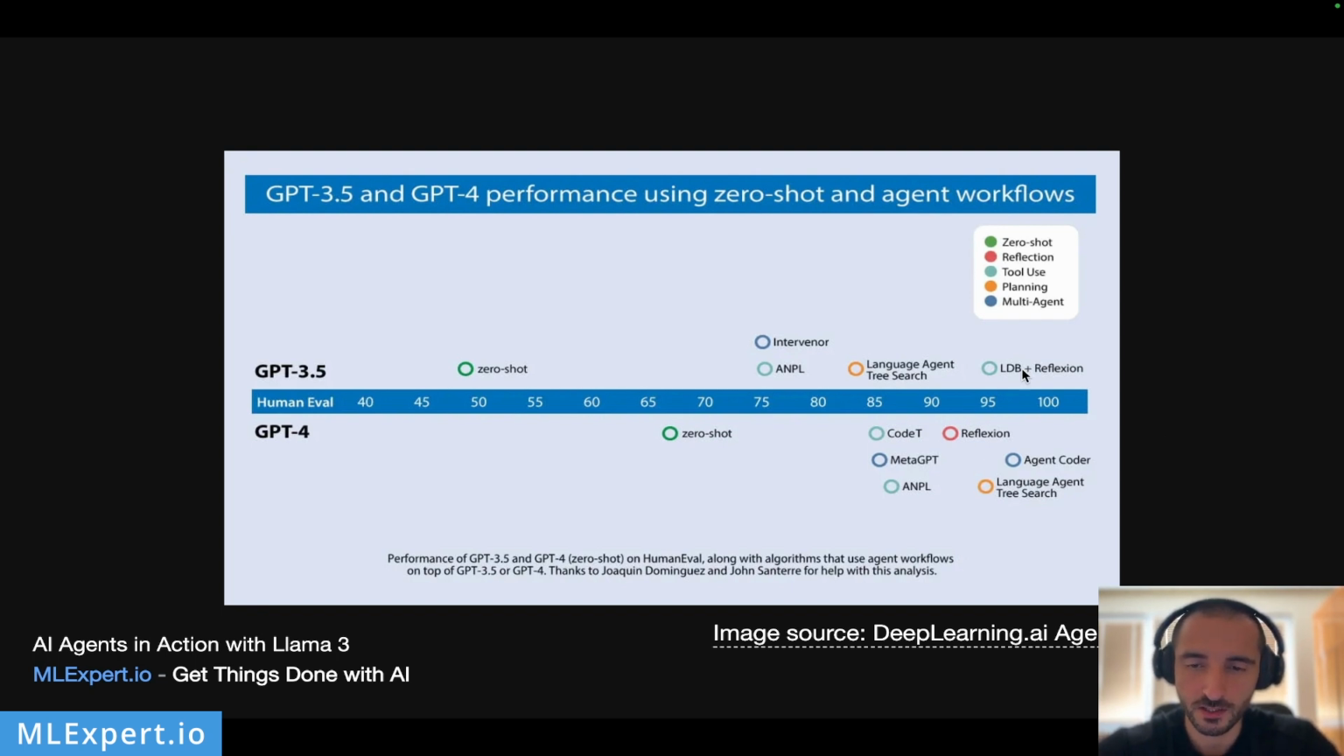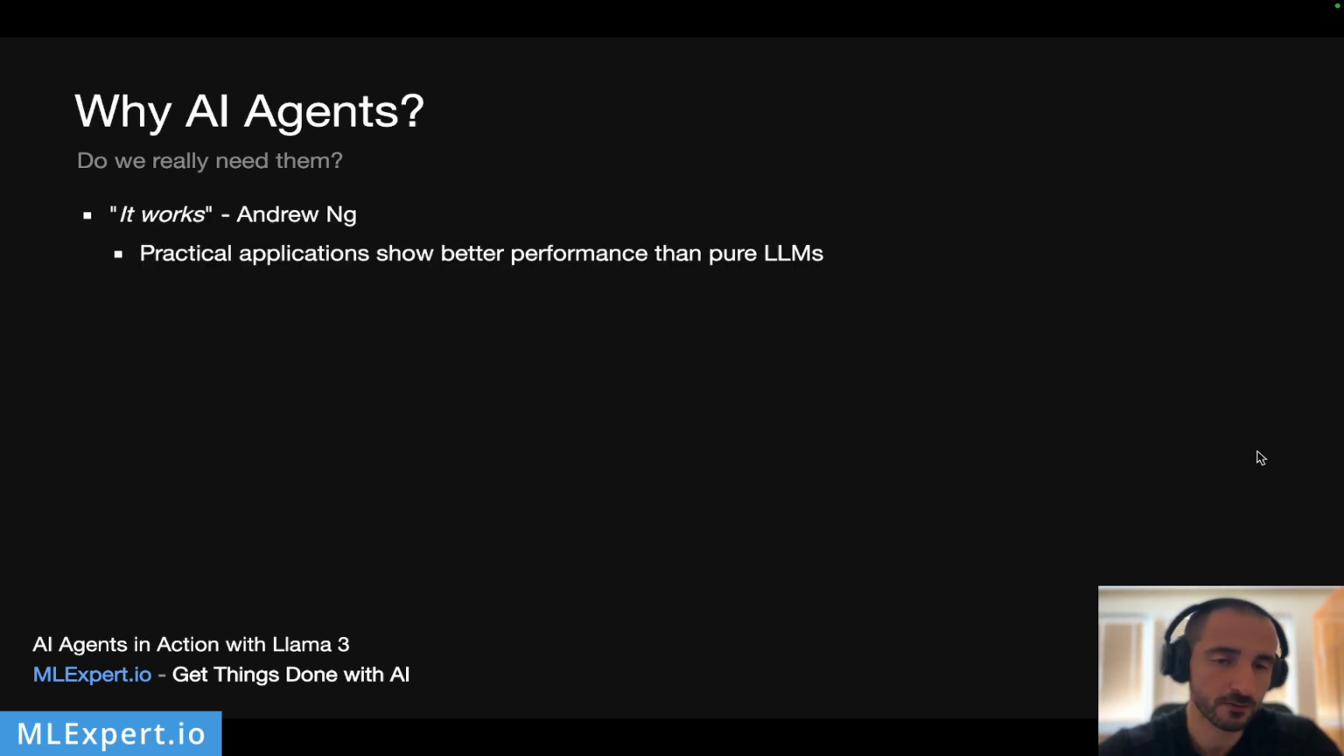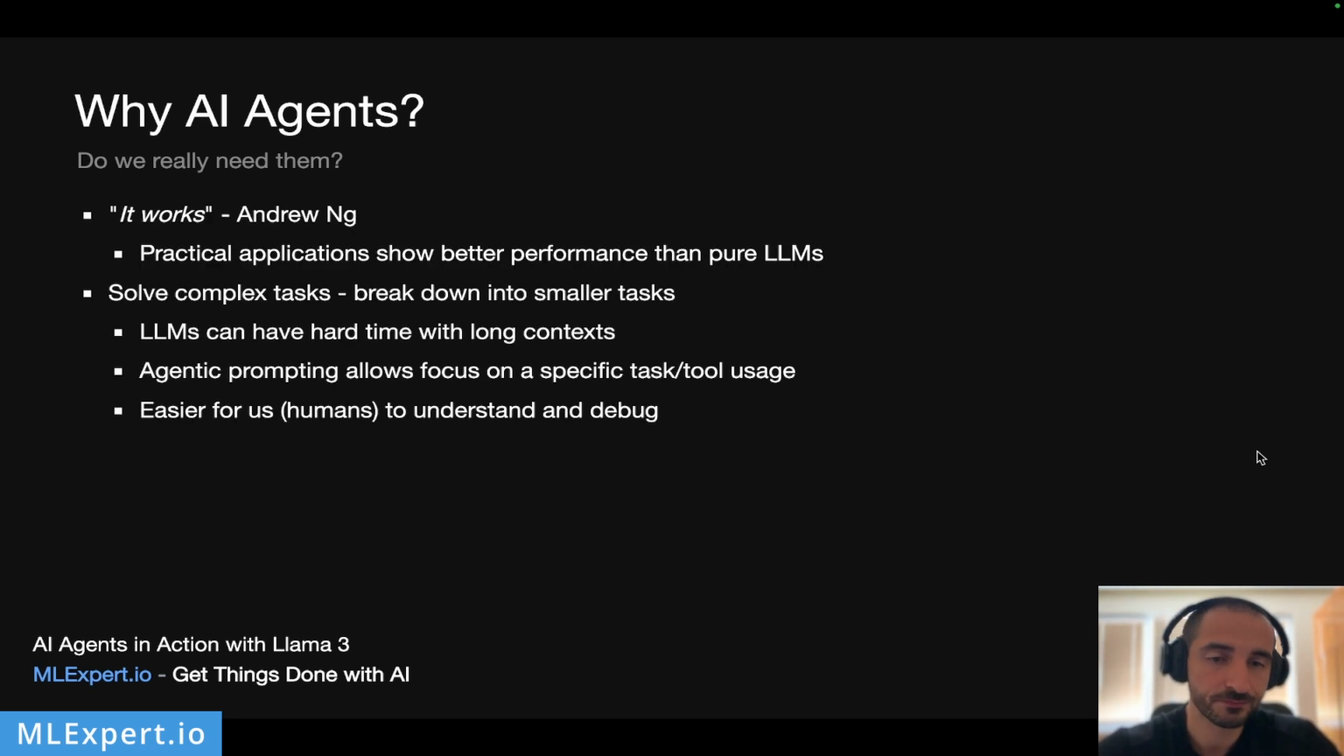And here you can see that raw zero-shot examples from different models such as GPT-3.5 and GPT-4 are performing much worse compared to their agentic approaches. So this is really important to keep in mind. And here, again, they work.